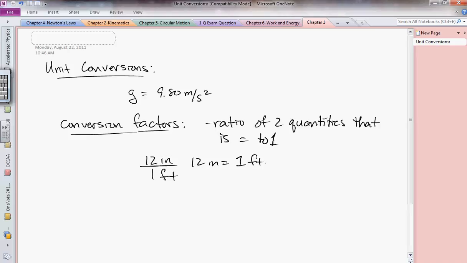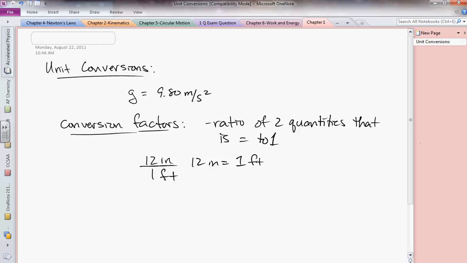And as you guys learned in math class, when you have a ratio where the top and bottom are equal to each other, that ratio is equal to 1. So anything we multiply by this conversion factor of 12 inches over 1 foot or 1 foot over 12 inches, the answer we get will be equivalent to what we started with. Okay, and that's true no matter how many conversion factors we multiply by. This will be true as well.